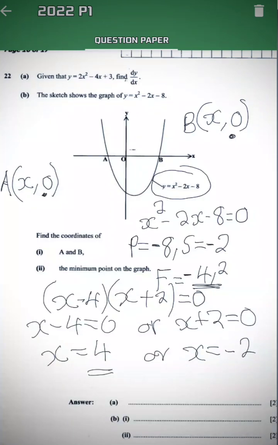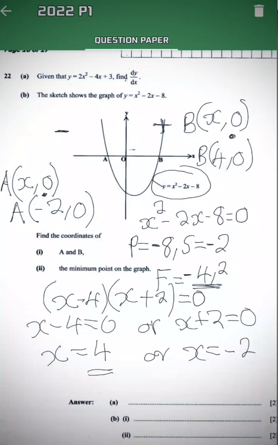Have you seen these two answers that we've solved? You are even able to tell now where these values are. Negatives are this side, and positives are this side. So on A, the x is -2, so the coordinate for A is -2, 0. Then for B it is 4, so the coordinate is 4, 0.